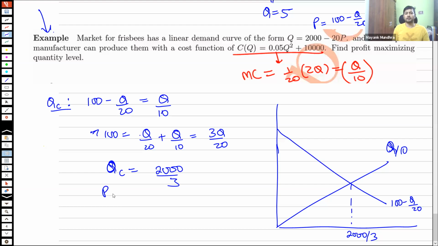And the price of perfect competition is equal to Q_C by 10, because price equals marginal cost, and marginal cost is Q by 10. So that is 200 by 3. So this is 200 by 3, which is P_C.